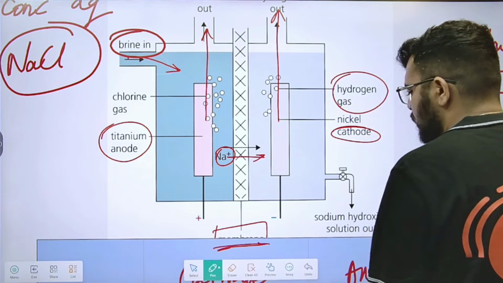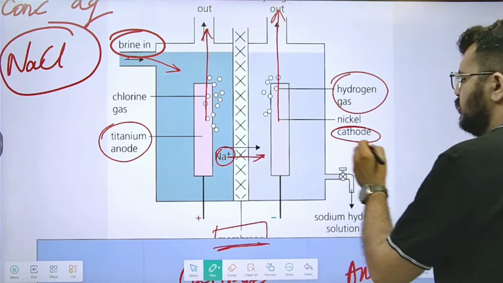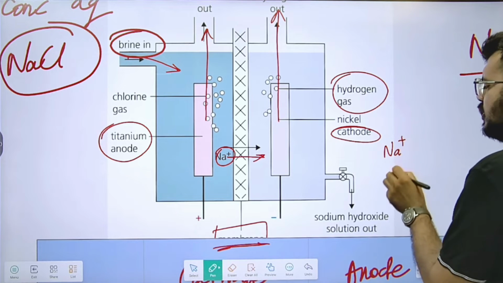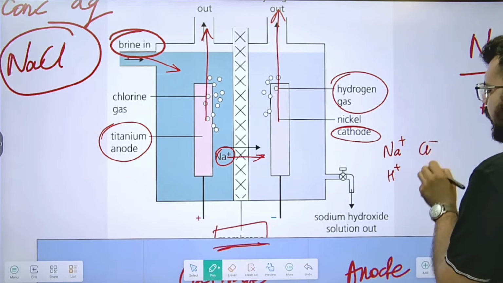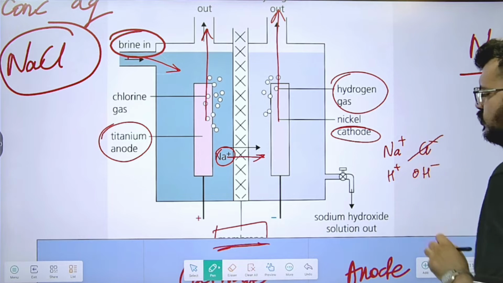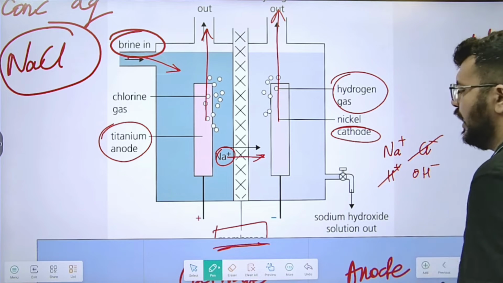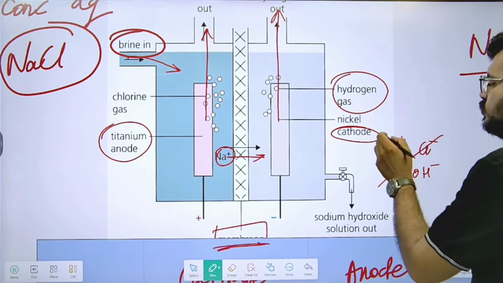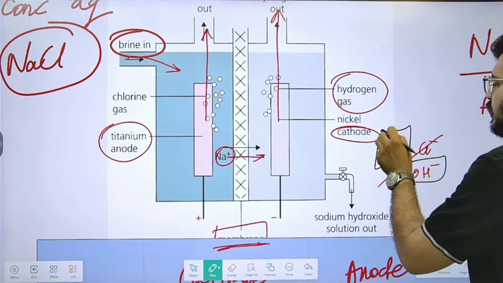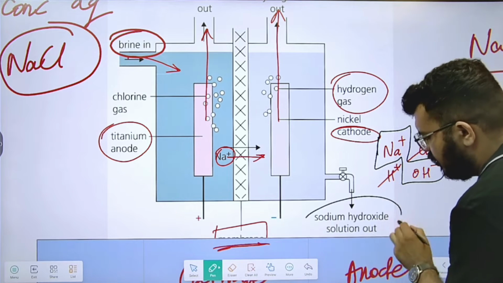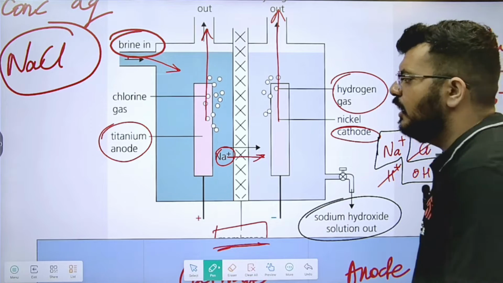This is very important. If you look at the solution, you had sodium plus, H plus, Cl minus, and OH minus. There is no more chlorine. There is no more hydrogen. What is left? Sodium hydroxide is left. So what happens to the sodium hydroxide? You can take it out.